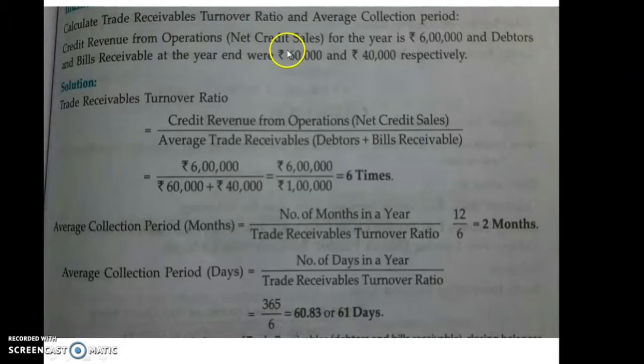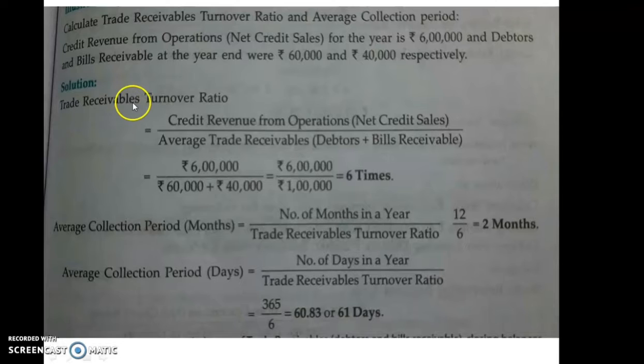Credit revenue from operation, that is credit sales, is given. That is 6 lakh. Debtors and bills receivables are given at the year end, where 60,000 and 40,000 respectively. Now this is the question, items provided to you in the question. The solution part you know very well. The first thing you have to do is writing the formula.